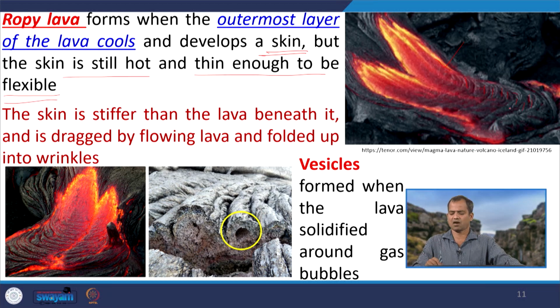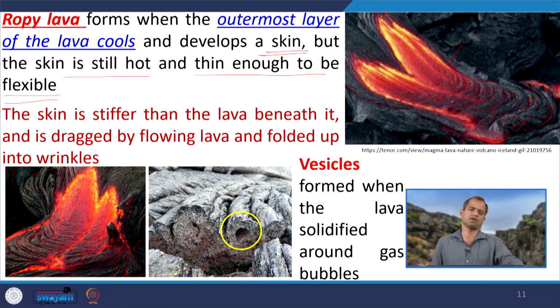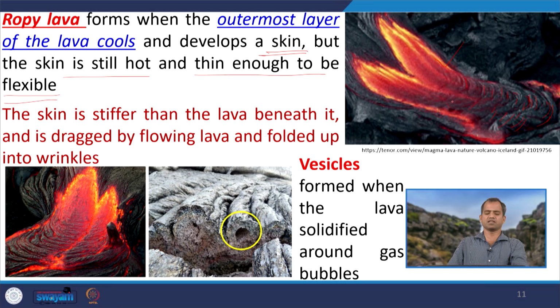Now, you see how this skin is wrinkled due to its flexibility and the effect of the lava flowing inside. The skin is stiffer than the lava beneath it and is dragged by the flowing lava, and it is folded up into wrinkles. So, this is called ropy lava.